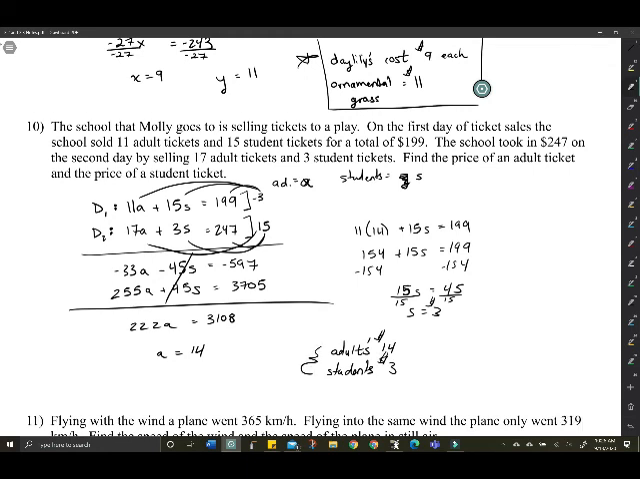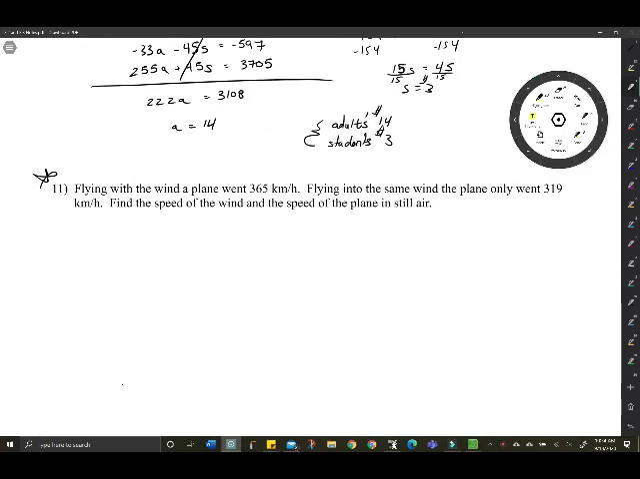All right, so the grand finale. So these are one of the most challenging problems to think of just because the wording's a little tricky. So flying with the wind. A plane went 365 kilometers per hour, flying with the wind. Flying into the same wind, so you could think of flying against the wind, the plane only went 319. Find the speed of the wind and the speed of the plane. So this is similar if you ever go running and, like, if you're running with the wind, that's easier. And if you're running against the wind, it's harder.